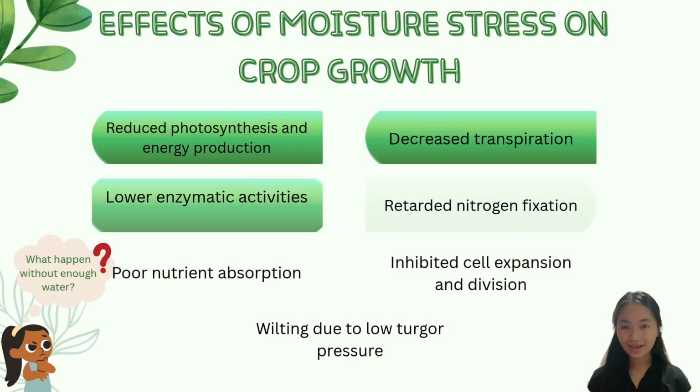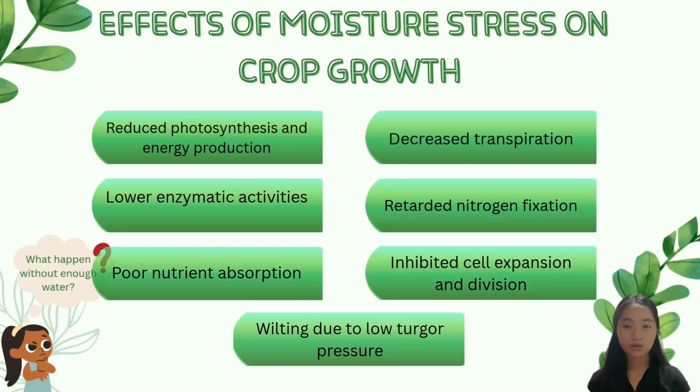So when plants don't get enough water, they go through what we call moisture stress. First, photosynthesis is reduced, which means the plant can't produce enough energy or carbohydrates, leading to lower yield. Secondly, transpiration decreases, which affects the cooling system and water movement in the plant. Third, enzymatic activities are reduced, which slows down important metabolic processes. Moisture stress also delays nitrogen fixation, especially in legumes, affecting protein production.